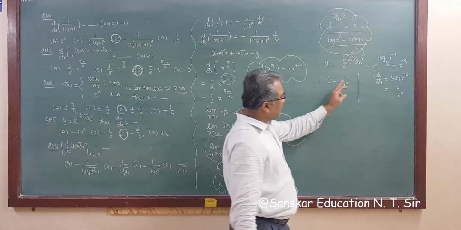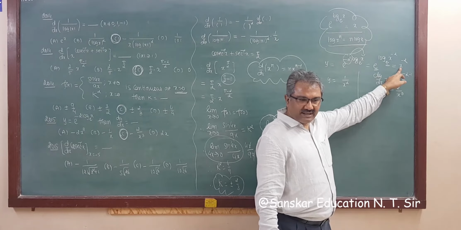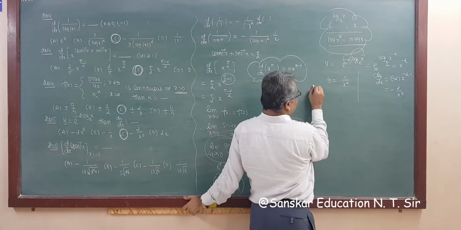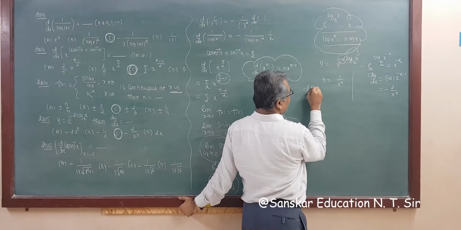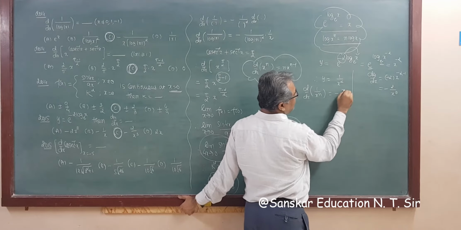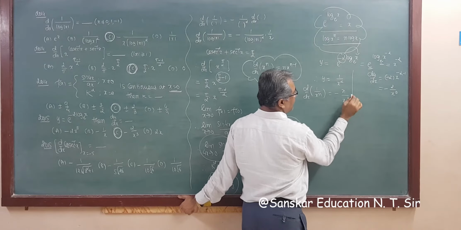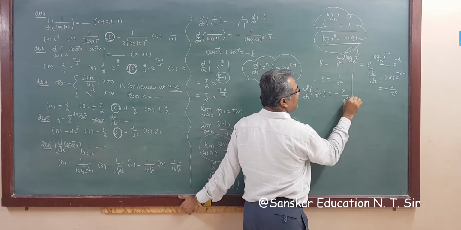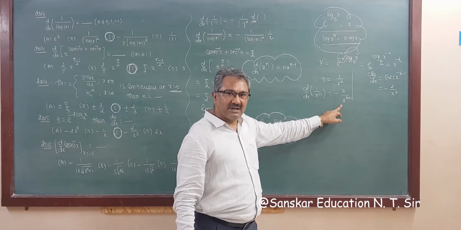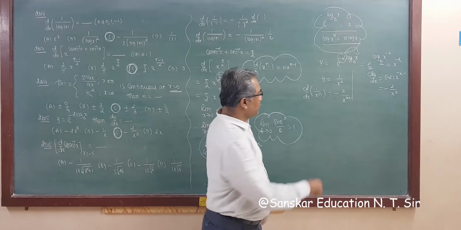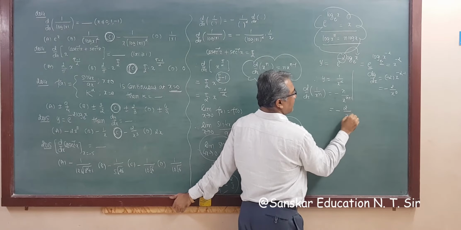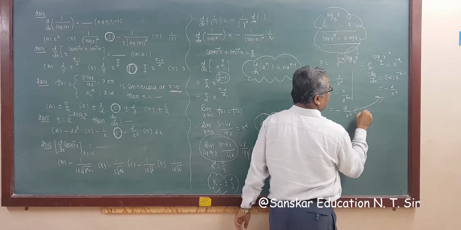And if you simplify this and write 1 upon x square, then you have the formula d/dx of 1 upon x raised to n is equal to minus n upon x raised to n plus 1. So n is 2. So what is your answer? Minus 2 upon 2 plus 1, that is 3. So both answers are the same.